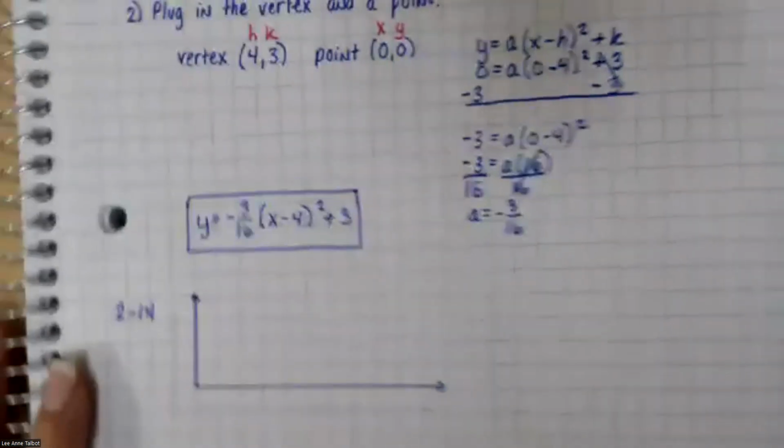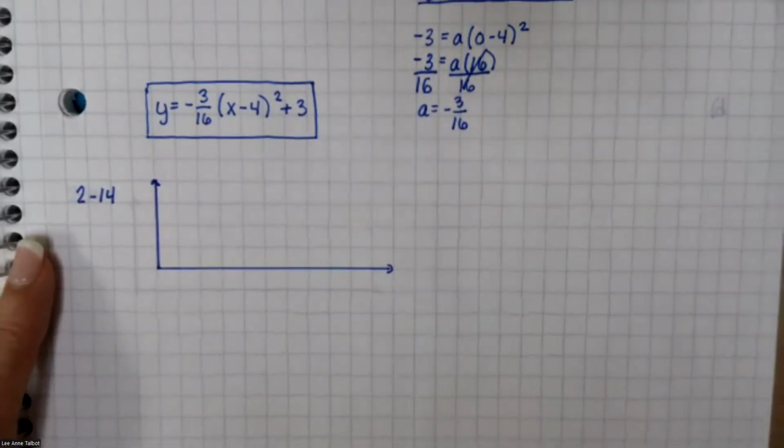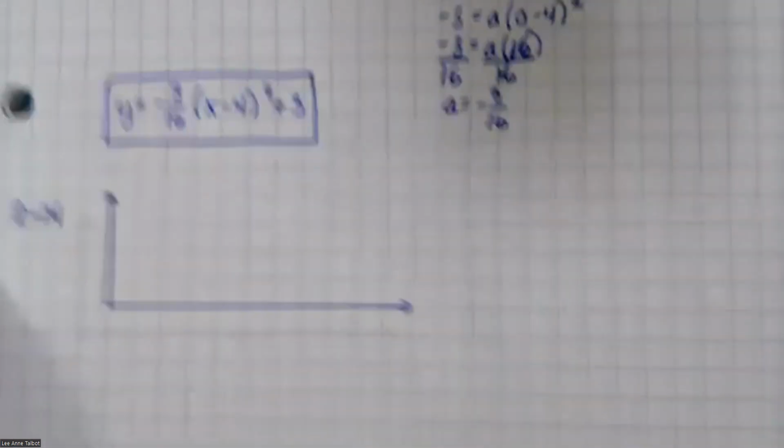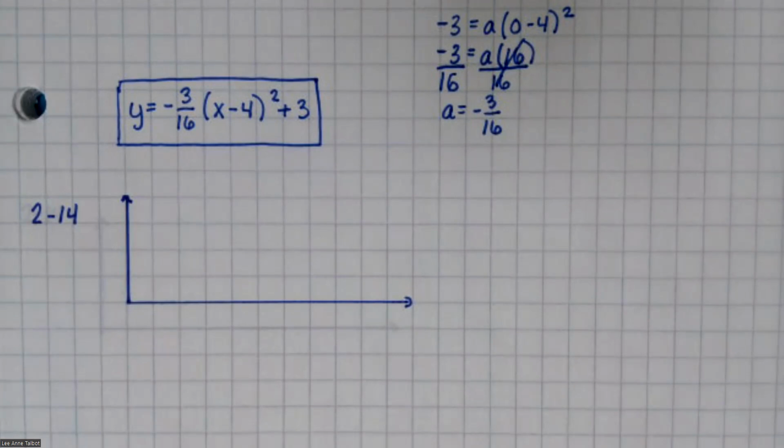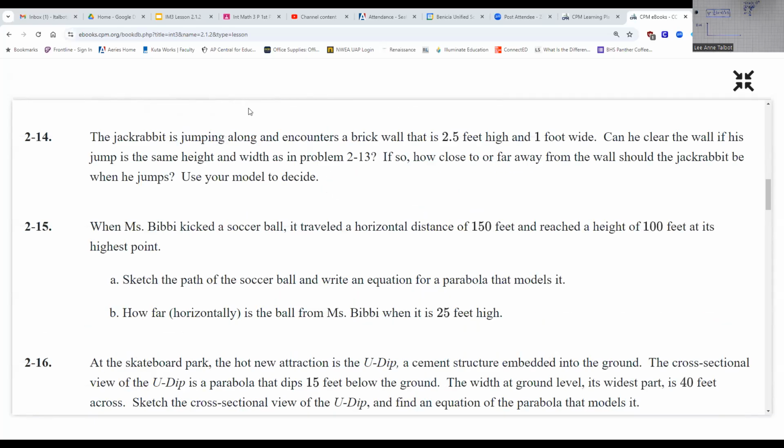All right. And for number 14, I need to show you the book. Write it out. It's going to be off of the same problem, but let's take a look at the book. The jackrabbit is jumping along and encounters a brick wall. That sounds kind of scary for the poor jackrabbit, but it's fine. That is 2.5 feet high and 1 foot wide. Can he clear the wall if his jump is the same height and width as problem 2-13? If so, how close to or far away from the wall should the jackrabbit be when he jumps? Use your model to decide.